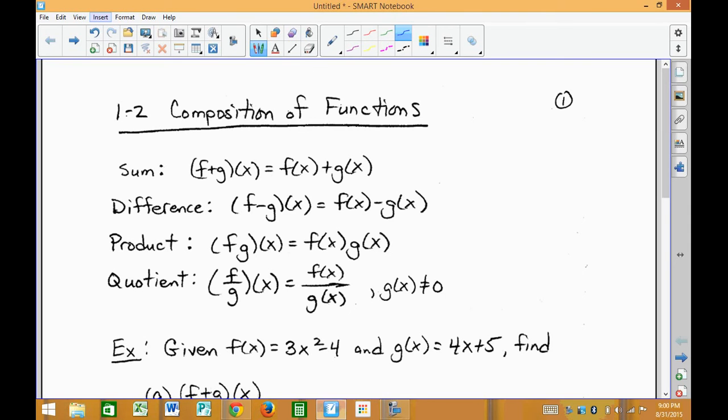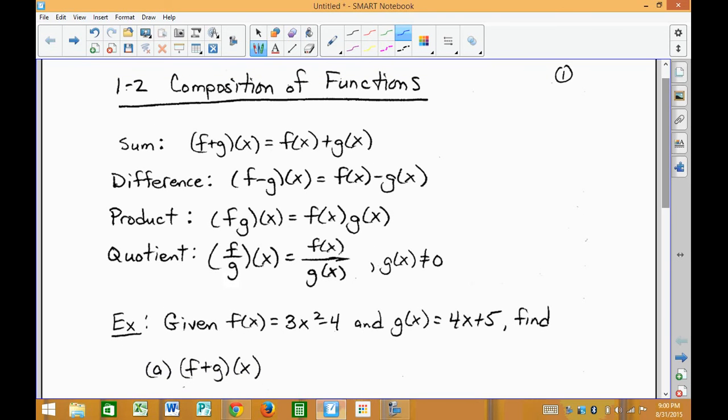Hello, today we're going to be covering section 1.2, which is on the composition of functions. What the composition of functions basically means is that you are going to combine different functions in different ways. So as you can see on the screen, I have 4 different functions listed.